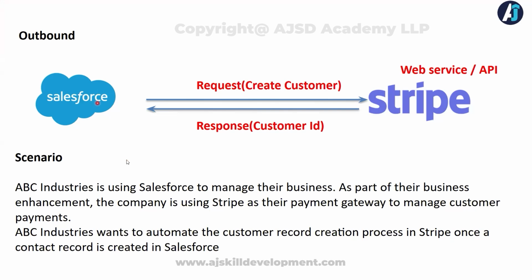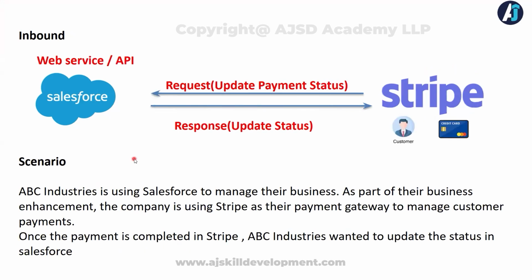So next scenario, what we are going to look at here is an inbound integration. So inbound integration means a request will generally come from a third-party system into Salesforce. The request may try to get some information from Salesforce, or it may try to update some information inside Salesforce, or it may try to update or delete a record in Salesforce. So basically, a request will come from a third-party system into Salesforce.